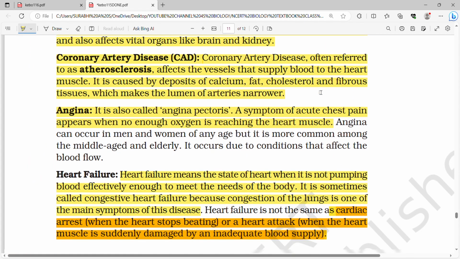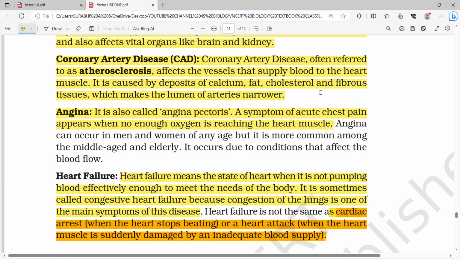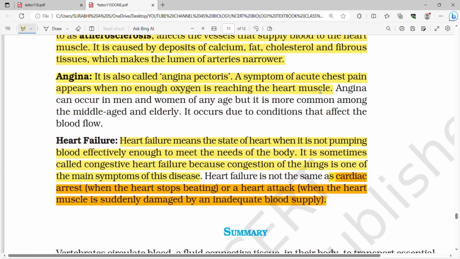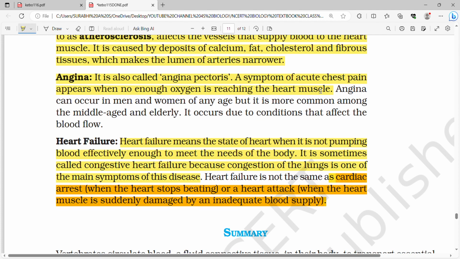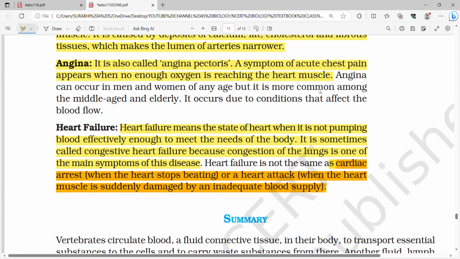Next is coronary artery disease. This is often referred to as atherosclerosis, that affects the vessels that supply blood to the heart muscle, and it is caused due to deposition of calcium, fat, cholesterol and fibrous tissues, which make the lumen of the arteries narrower. Next is angina, also called angina pectoris. This is a symptom of acute chest pain which appears when not enough oxygen reaches the heart muscle.